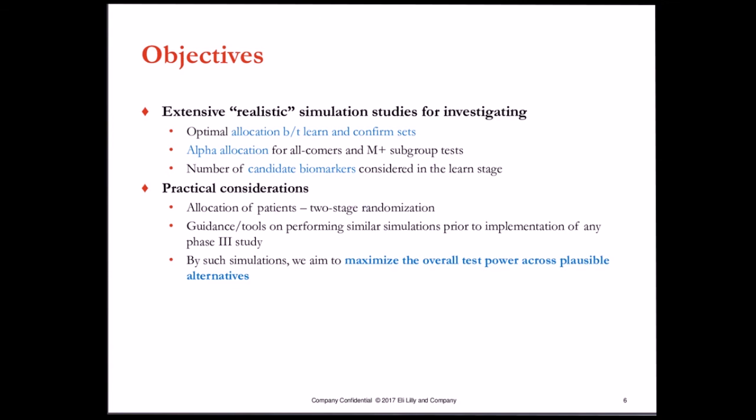On page 6, we performed extensive simulations with the following objectives. First, we investigated the optimal allocation between the learned and confirmed sets, the impact of different alpha allocations for the 2 tests, and the number of candidate biomarkers at the learned stage.